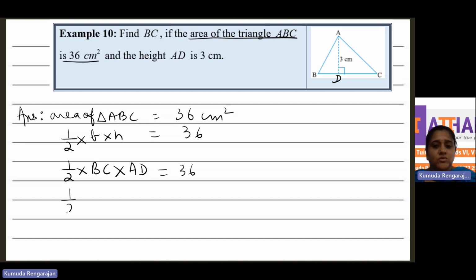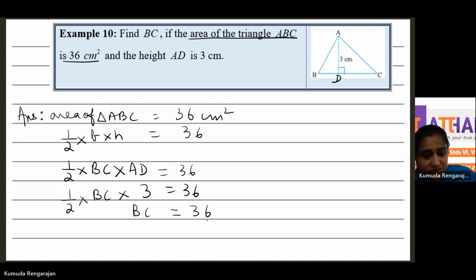So half into BC we don't know. So BC into AD, which is 3, is equal to 36. So now we should write BC is equal to 36 divided by 3, and 2 will come for multiplication, into 2. Understand why? Yeah, 24 is correct. But do you understand why? 2 will come here for multiplication.